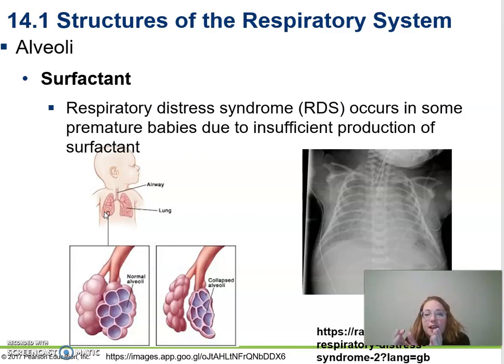So we put surfactant in there. It acts like a detergent. It breaks up those bonds. So now the alveoli stay open when you exhale. So respiratory distress syndrome occurs in premature babies who aren't making surfactant yet. So they'll oftentimes have to be on a ventilator that helps them breathe because it's so hard to open those alveoli each time.